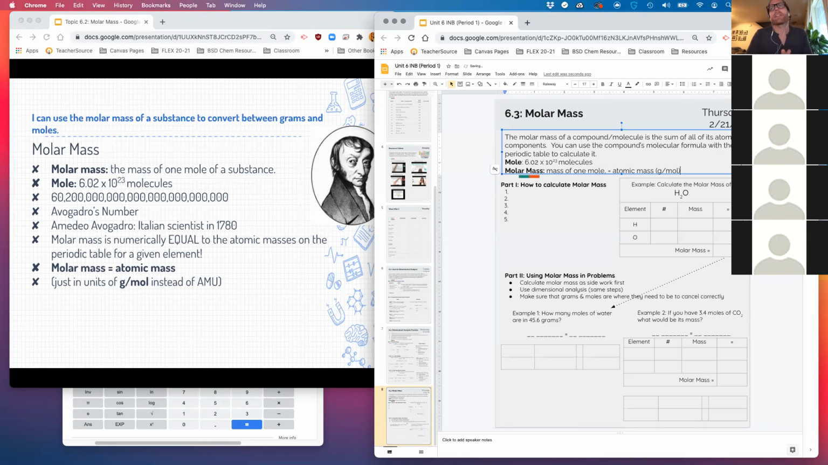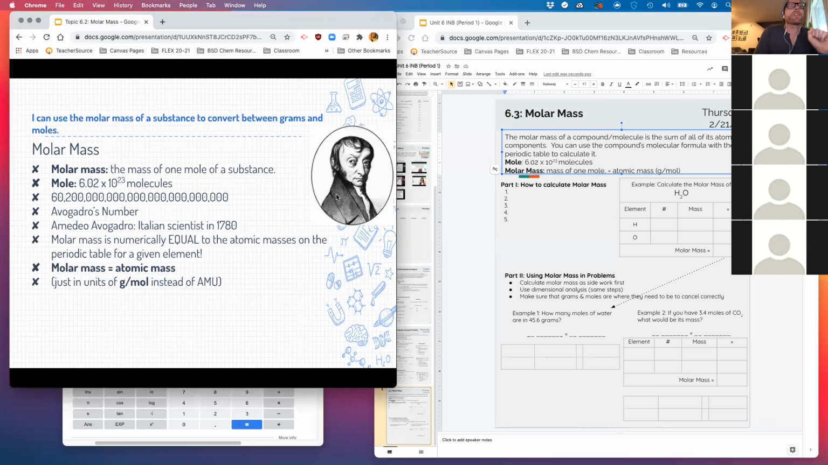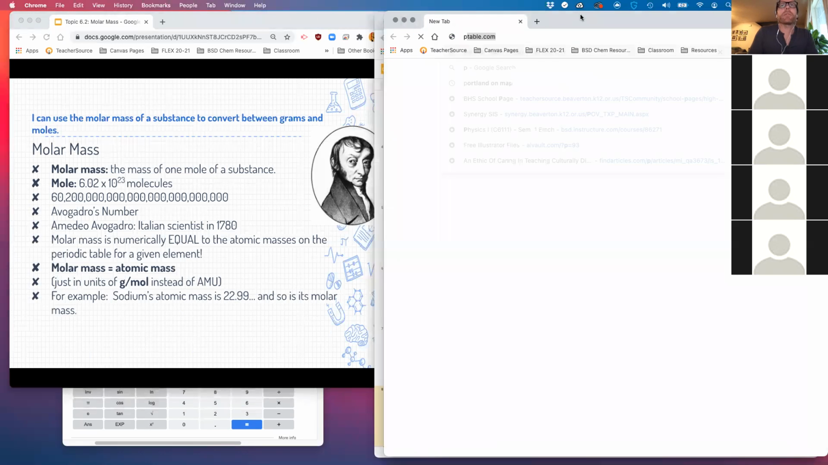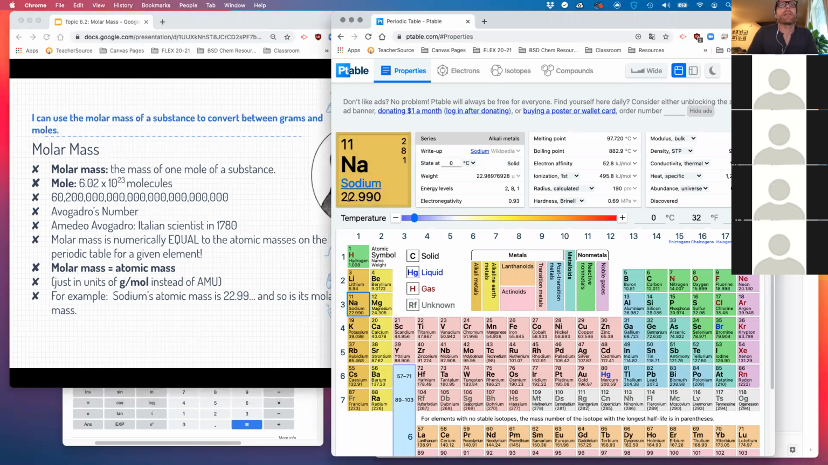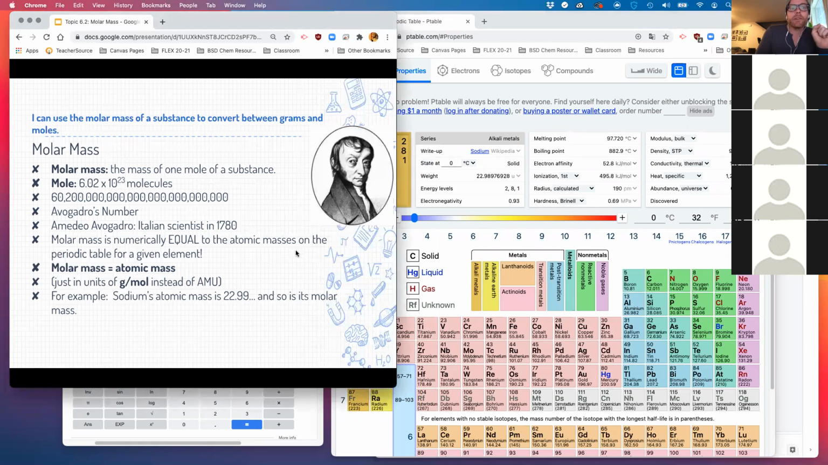And I know you're probably thinking this is already confusing, Mr. Imsh. What the heck? I thought that you said it was going to be easy. It's going to be easy. Just bear with me, okay? So sodium, this is using the periodic table. So sodium right here, we already know it's right here. And this number right here is the atomic mass, 22.990, okay? But it's also the molar mass. So that means if I have 1 mole of sodium, it weighs 22.99 grams, okay?